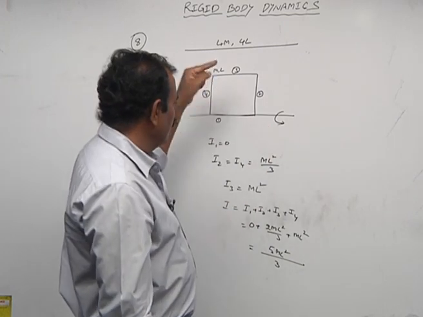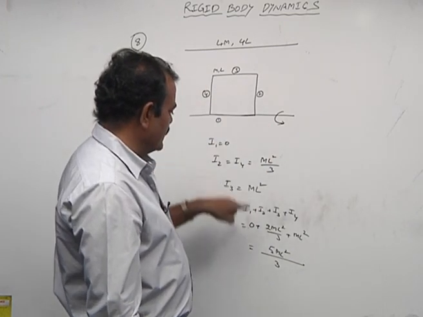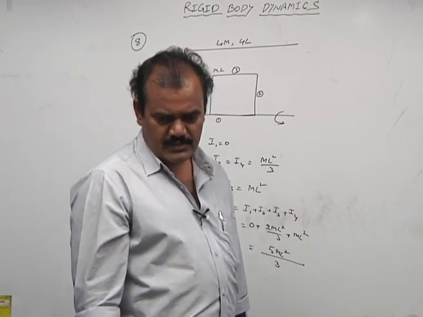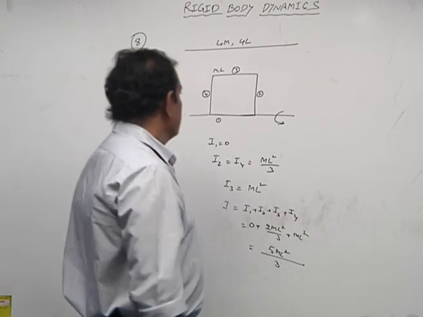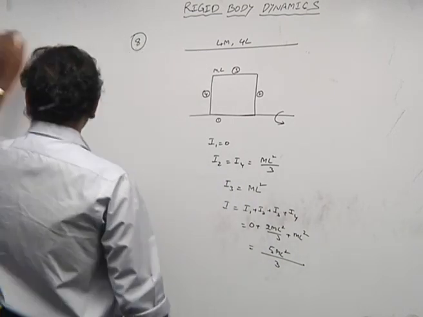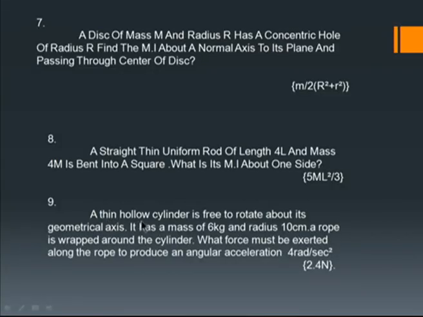That's why you have to get the moment of inertia of this frame like this only. Next one is a thin hollow cylinder. So that is problem number 9. In this problem, a thin hollow cylinder is free to rotate about its geometrical axis, and it has a mass of 6 kg and radius 10 centimeters. A rope is wrapped around the cylinder, and what force must be exerted along the rope to produce an angular acceleration of 4 radians per second square?